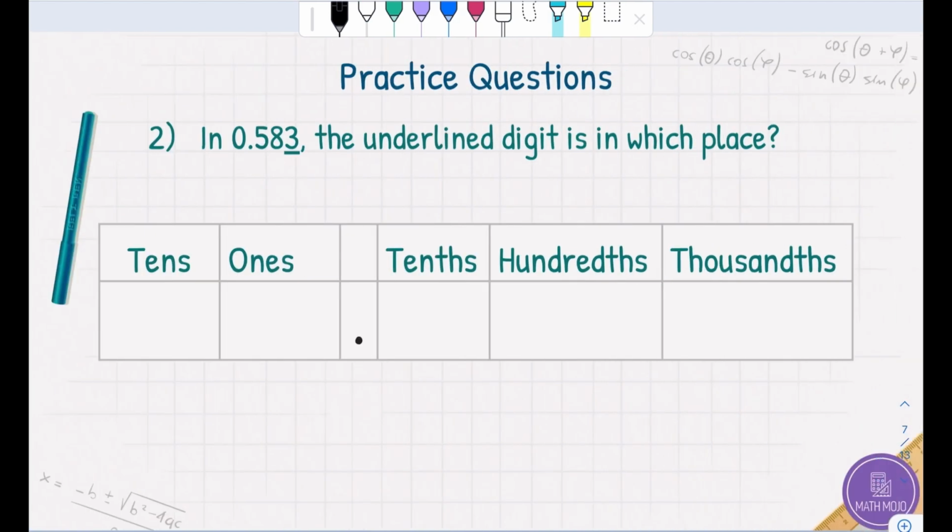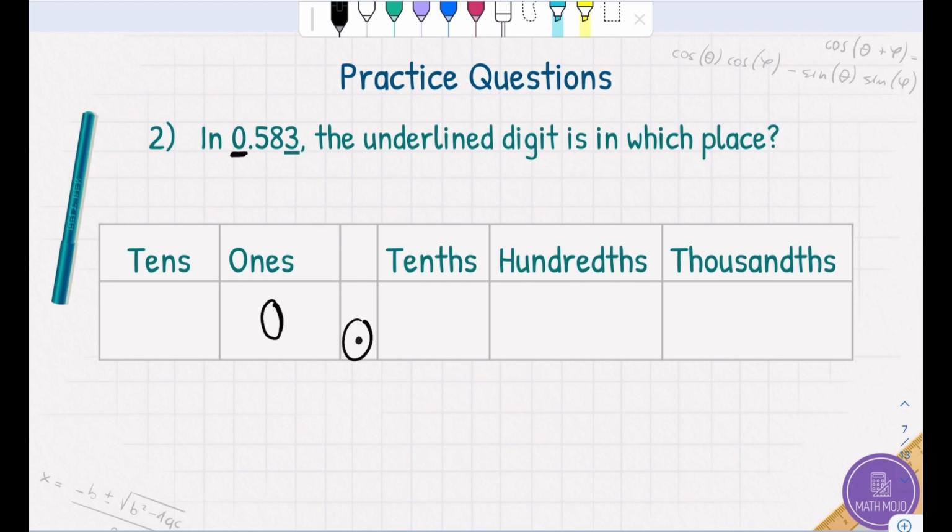And now let's do an example. Over here we have 0.583. So we're going to do the same thing as our other example. We're going to look at the underlined digit and find which place it's in. Starting from the right side, we have a 0. So where does that put us? We would put our 0 underneath our ones column right over here. And then moving on, we have our decimal right here.